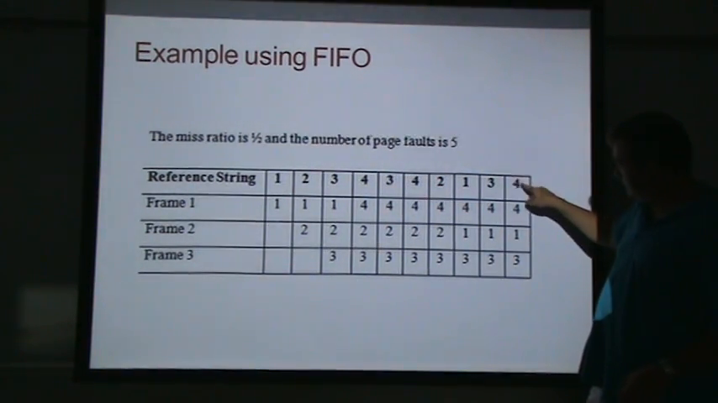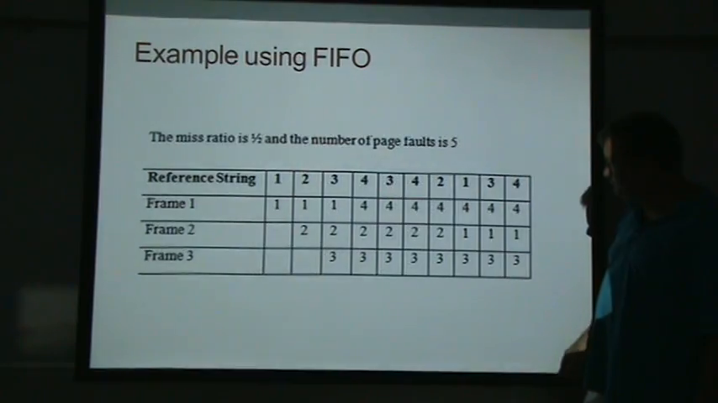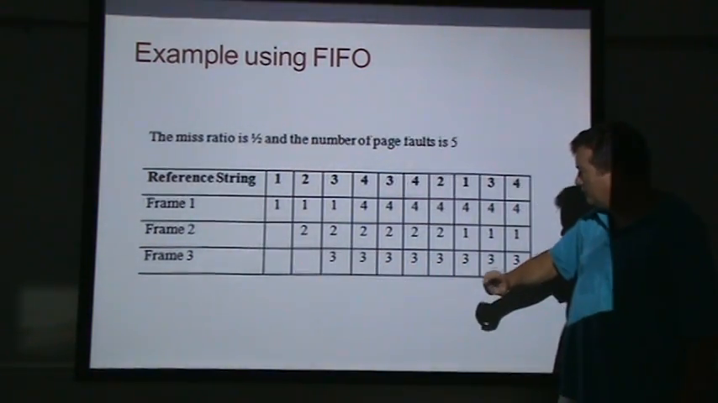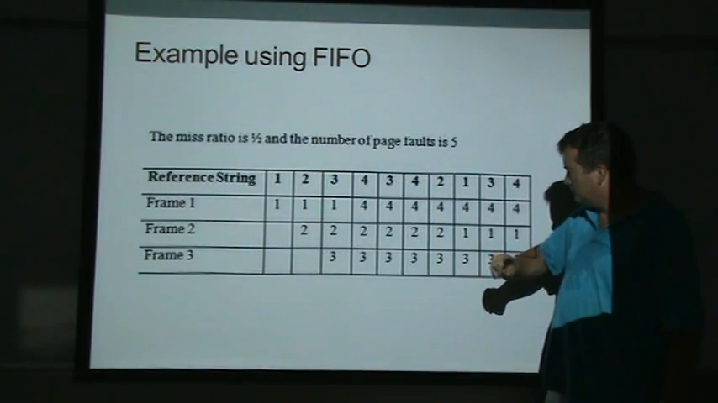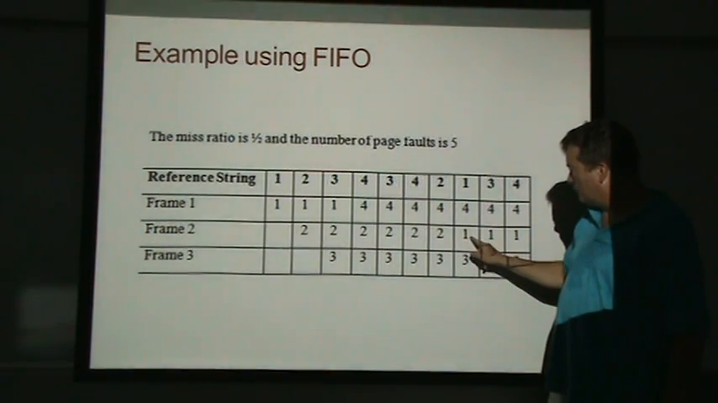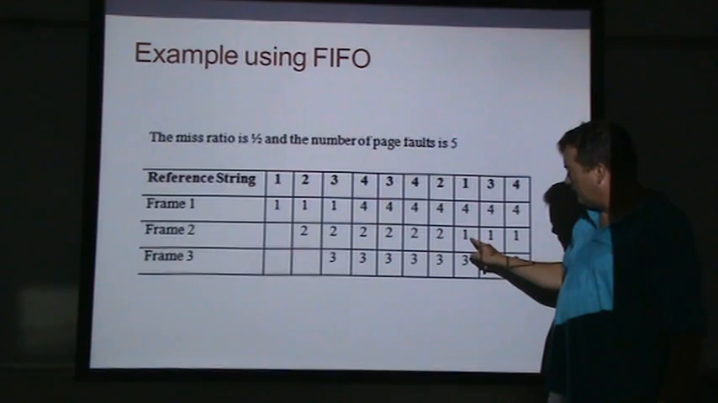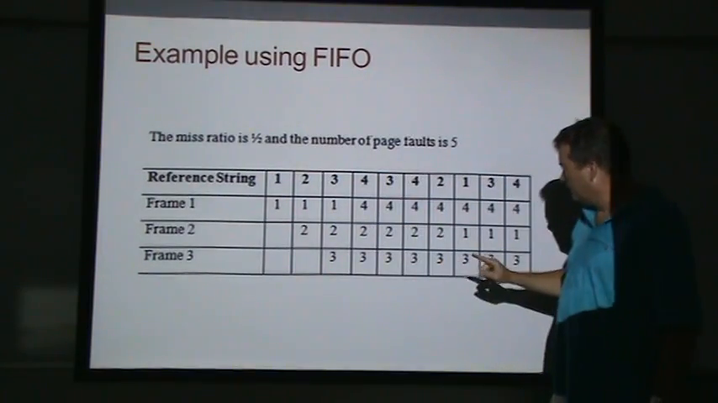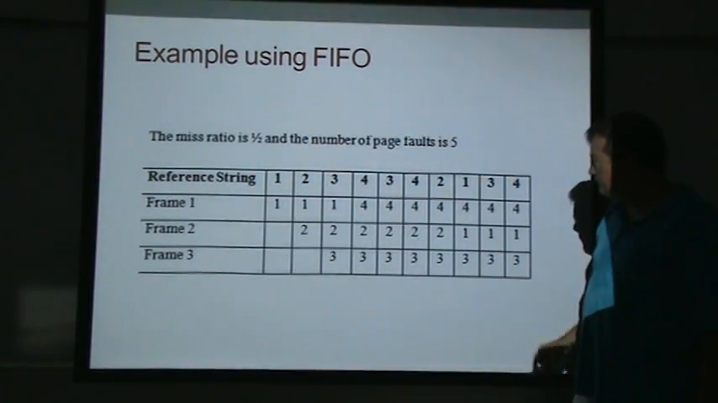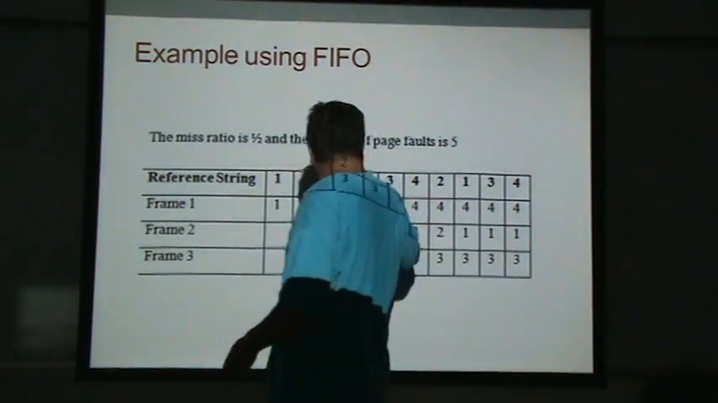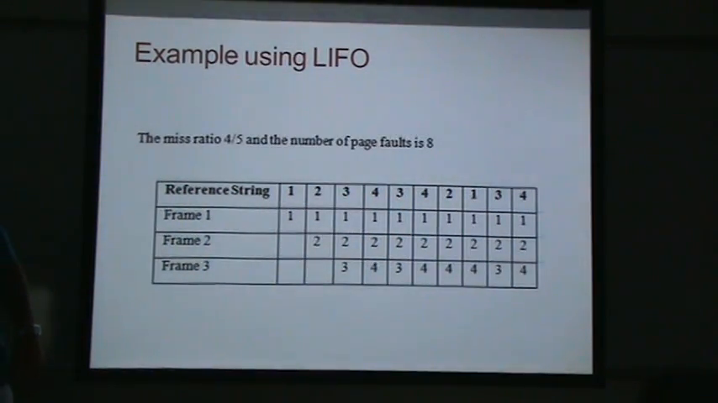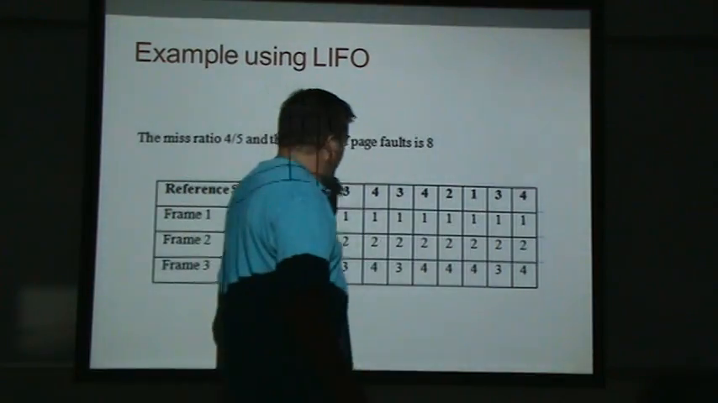And now we reference 3 and 4, which are in memory. So we have a total of 5 page faults: 1, 2, 3, 4, and 5. So with this particular reference string, using the first in, first out algorithm, we have 5 to count.